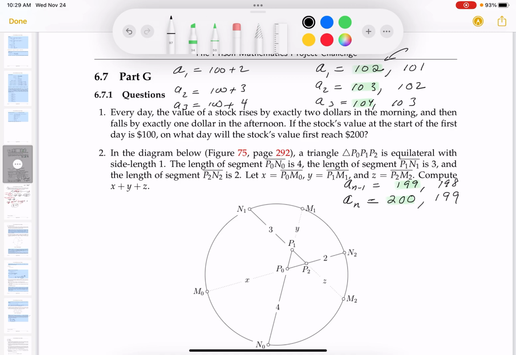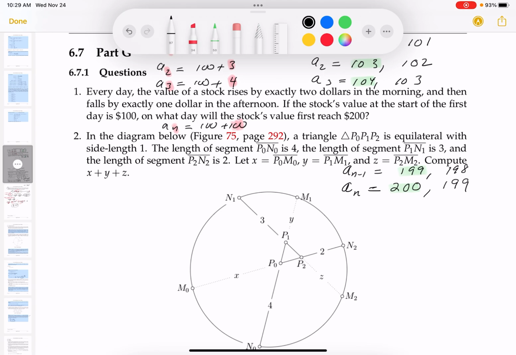We want to get to AN, though. And AN would be what? It would be 100 plus 100. I want to focus in on the pattern here. 1, 2, 2, 3, 3, 4. It's up by 1, right? So what would the N be going to be? That'd have to be 99. So it's going to be A99. So A99. So what's N? N would be 99. So it happens on the 99th day.